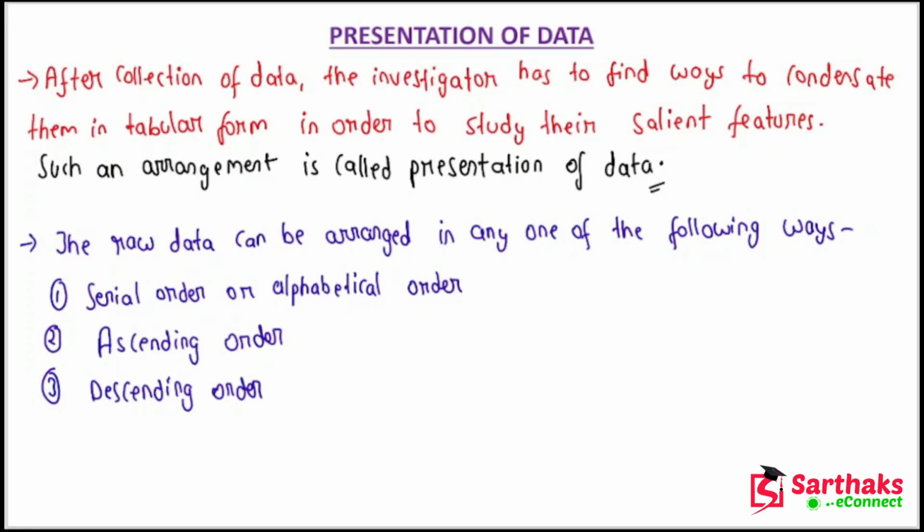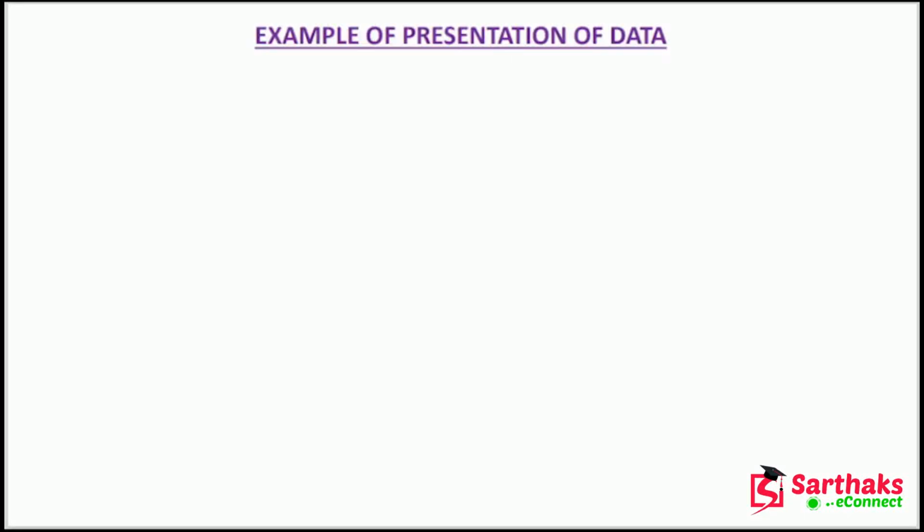So let us talk about ascending and descending order. Okay, because serial order, alphabetical order is very easy. So let us talk about ascending order. So let us talk about an example of representation of data. Now in this presentation of data, we are going to take the same example of marks of 30 students out of a test in which the test paper was of 50 marks and the students got marks out of 50, right? 41 marks, 5 marks, 10 marks. So let us arrange that particular data.